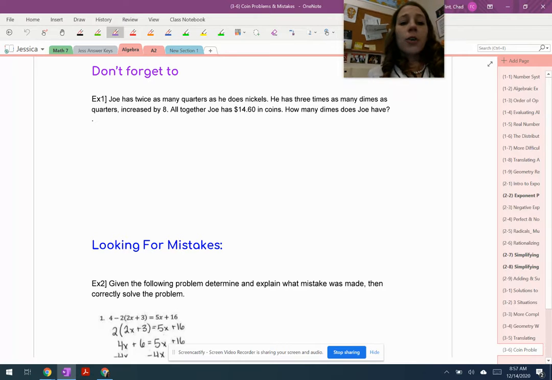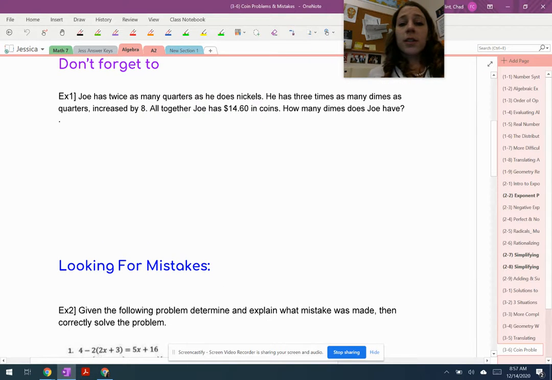So, Joe has twice as many quarters as he does nickels. He has 3 times as many dimes as quarters, increased by 8. Altogether, Joe has $14.60 in coins. How many dimes does Joe have?